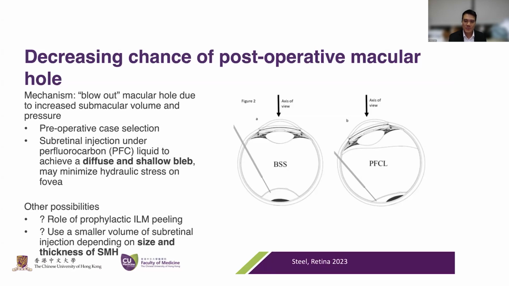Secondly, we can modify our surgical technique by injecting the subretinal injections under PFCL, the heavy liquid, so that we can create a more diffuse and shallow bleb, minimizing the hydraulic stress on the fovea. And we can also adjust the volume of subretinal injections, because one size may not fit all.